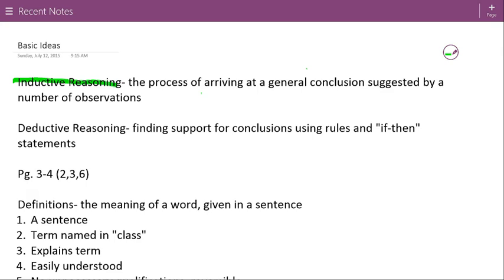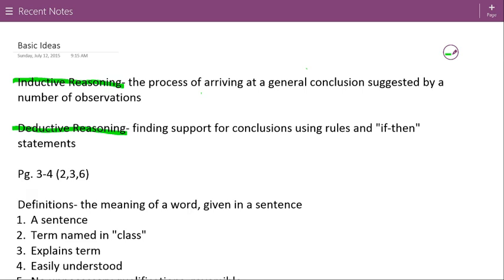So inductive reasoning is what we do all the time. You take your observations and you come up with general conclusions. So something is going on and you say, well, clearly that's what's happening, and you're basing that just on observations. Now, deductive reasoning takes it a step further, and you look for rules to support those reasons using if-then statements. So your book has a few examples.